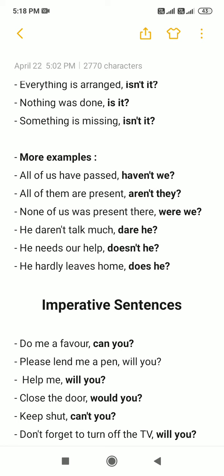He needs our help. Does not he? He hardly leaves home. Does he? No, it's a very special sentence. When you have words like hardly, scarcely, seldom, no, not, never, it is considered a negative sentence. These words are semi-negative: hardly, scarcely, seldom, etc. So we write an affirmative verb in the question tag.